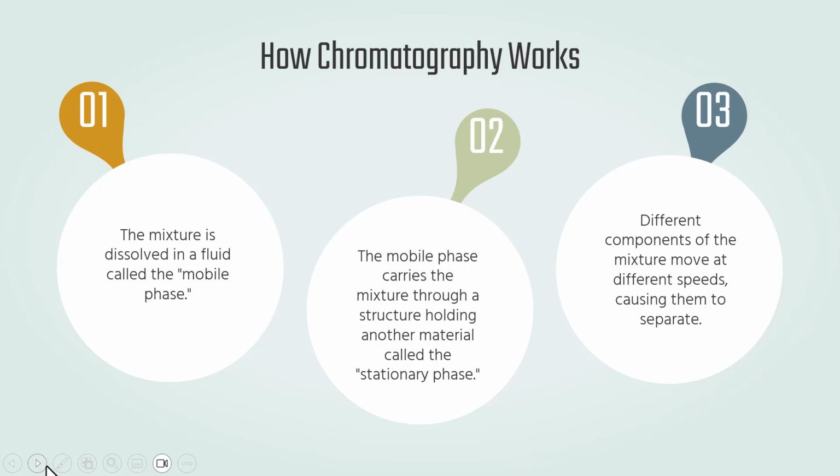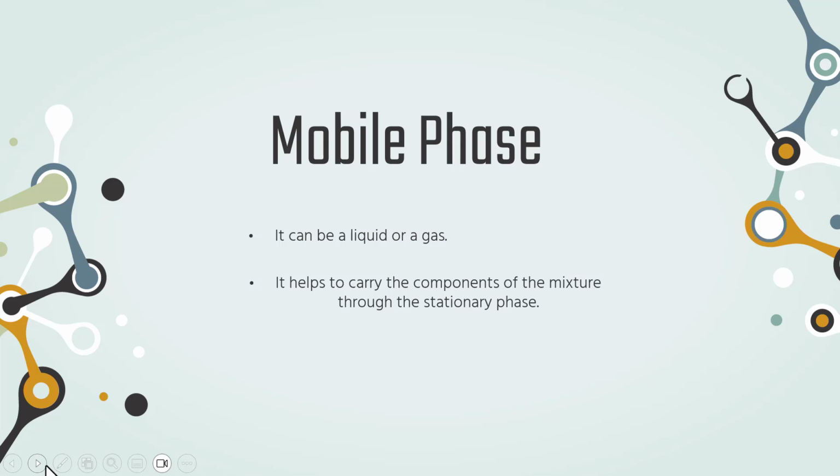Here is another slide. How chromatography works. Now let's talk about how chromatography works. There are two main parts of the process, the mobile phase and the stationary phase. The mixture dissolved in the fluid is called the mobile phase. The mobile phase carries the mixture through a structure holding another material called the stationary phase. Different components of the mixture move at different speeds, causing them to separate. Now let's talk about the mobile phase and stationary phase in detail.